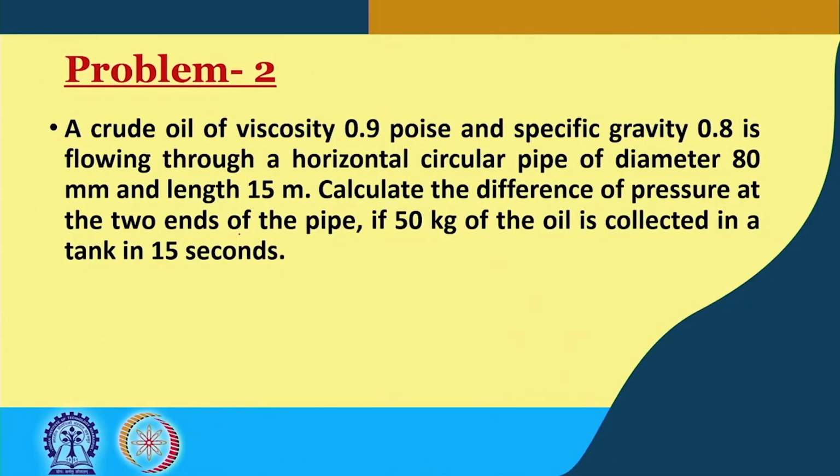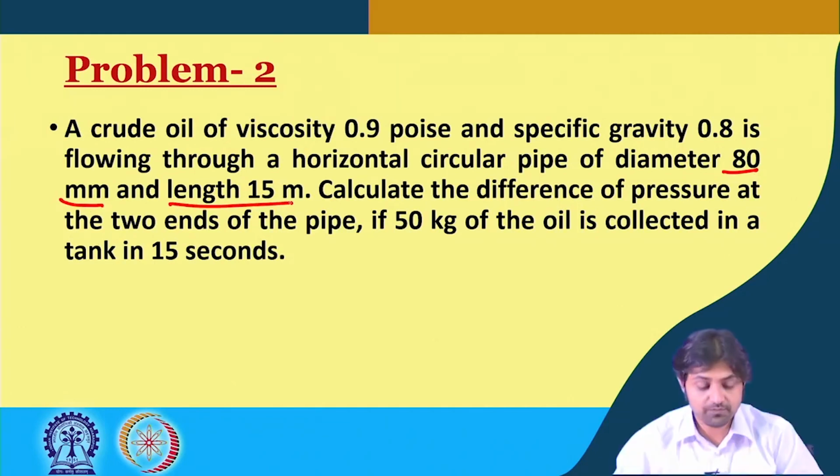Welcome back to this lecture. As we were talking, we are going to start with another problem of laminar flow in pipes. The question says that crude oil of viscosity 0.9 poise and specific gravity 0.8 is flowing through a horizontal circular pipe of diameter 80 millimeters and length of 15 meters. Calculate the difference of pressure at the two ends of the pipe if 50 kilograms of oil is collected in a tank in 15 seconds.